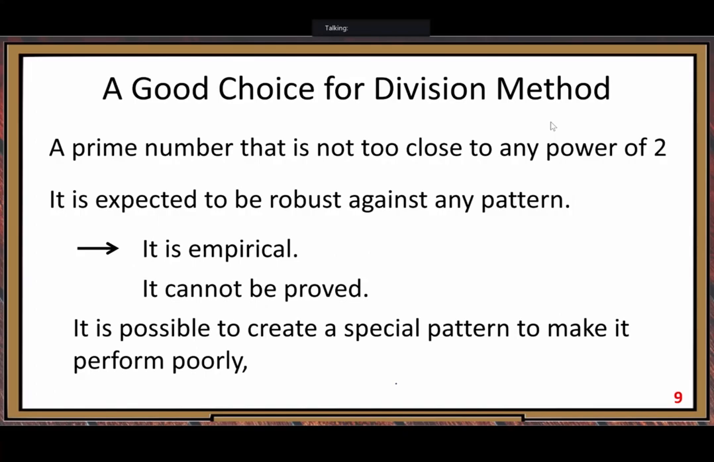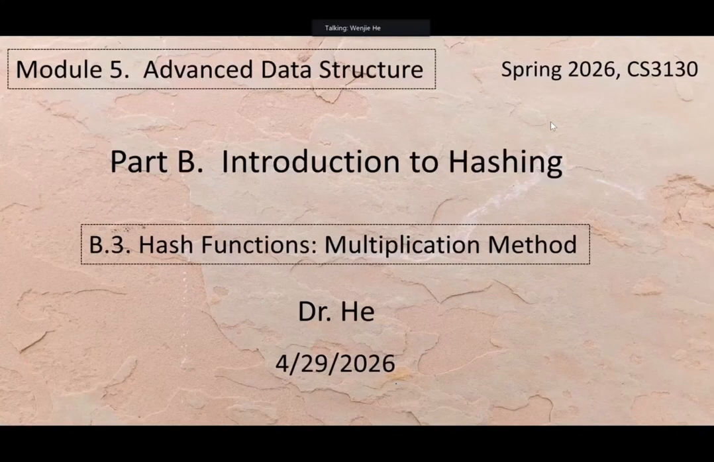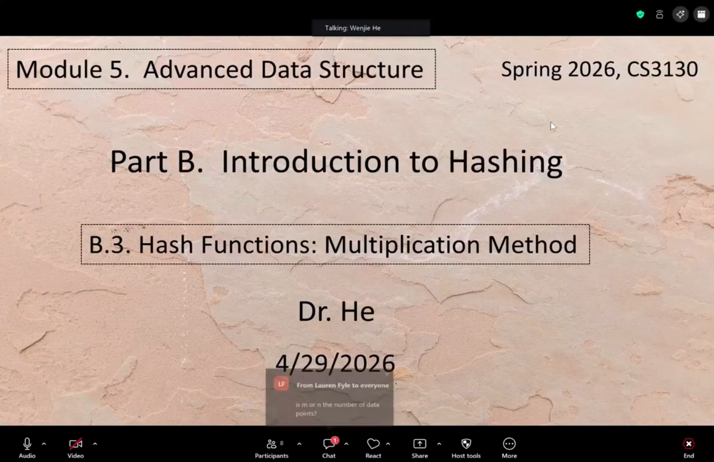Another one, an improvement. We're not very satisfied with this one. Although simple, it looks not very strong. So we want to make it better. That's the multiplication method. This time we can make it much stronger than the division method.